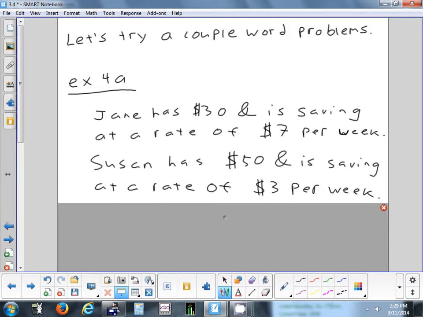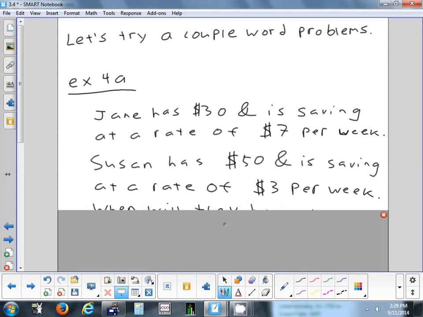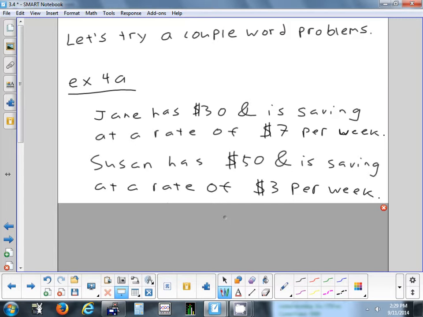Okay, her friend Susan, she has $50 right now, but she can't quite save as much. She's only going to be able to save $3 a week. Okay? So what's going to happen eventually? Right now, Sue has more money, but she's not saving money as quickly. Jane has less money, but she's saving more money per week. Eventually, who's going to have more money? Because they're saving more money every week. Eventually, Jane is going to have more money than Sue.